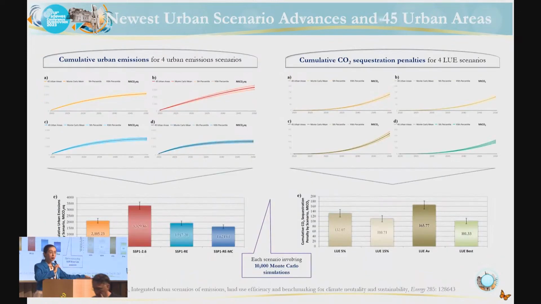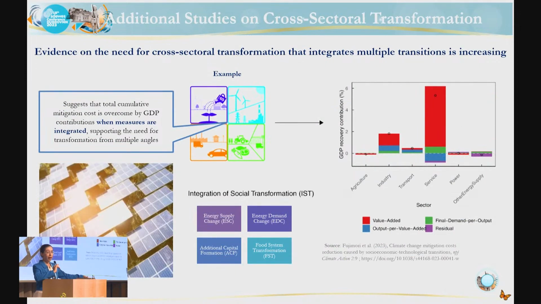In addition to this evaluation on the side of global and national models, there are also emerging advances for urban emission scenarios, including not only the mitigation of the emissions, but also possible improvements in land use efficiency for specific urban areas and how these can be represented in the scenarios. And more, we're seeing that integrated approaches are important with multiple transitions on the side of renewable energy, lowering demand, and even additional capital formation that can provide additional value added for society.